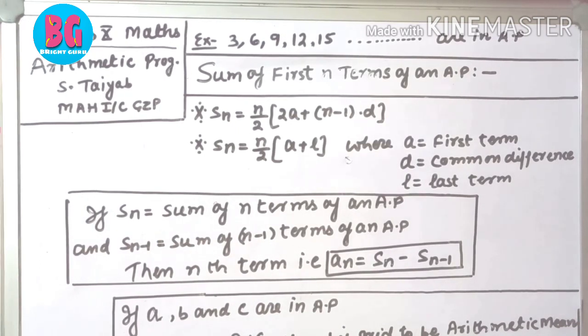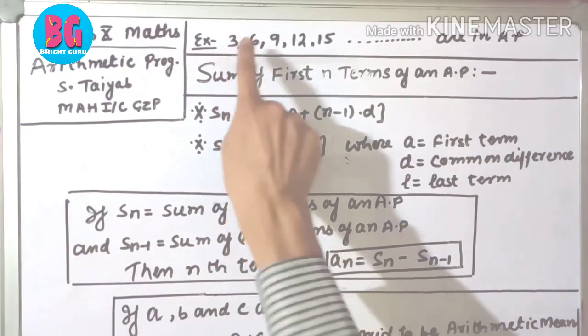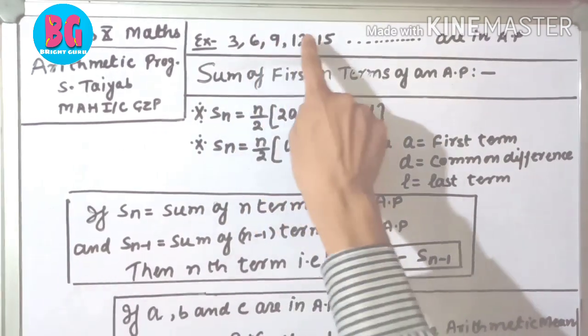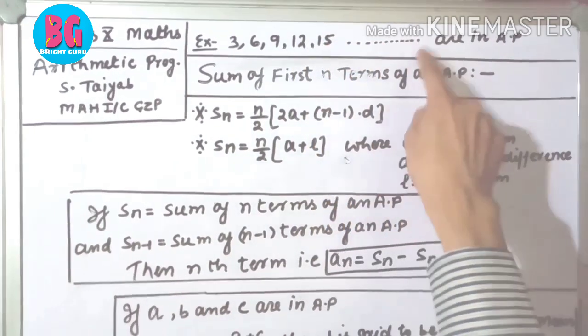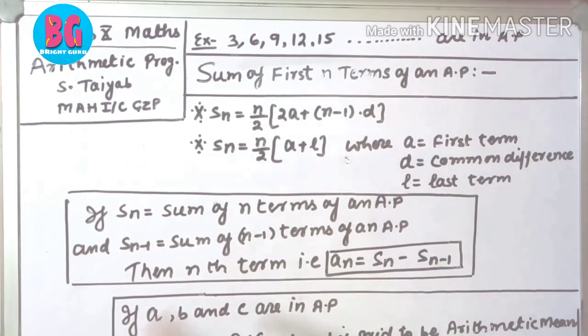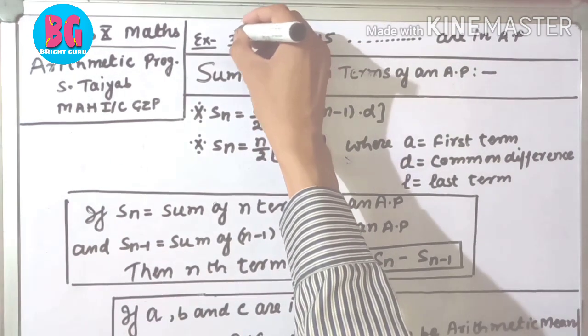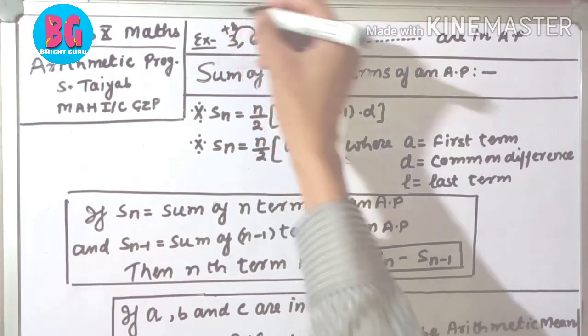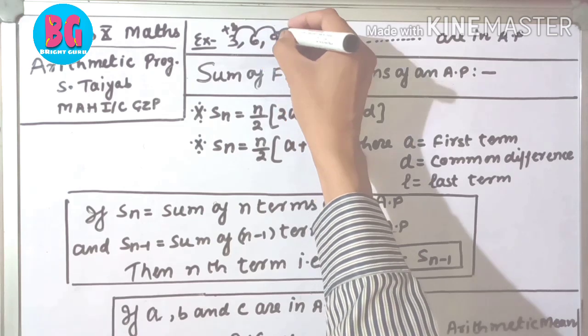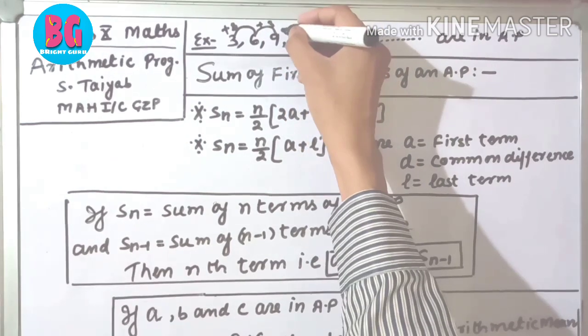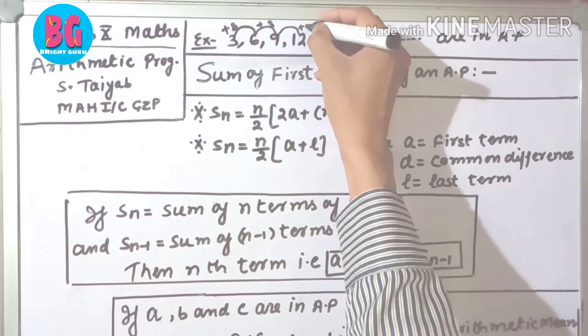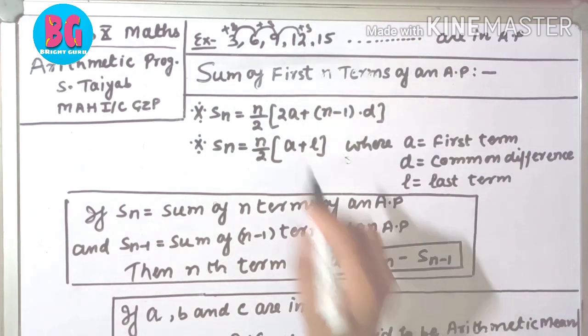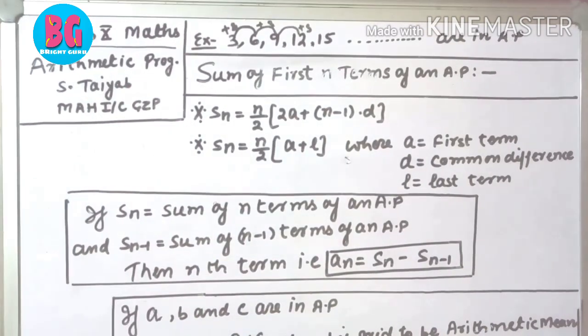Hello students, we are discussing mathematics NCERT topic arithmetic progression. Earlier we know that a sequence like 3, 6, 9, 12, 15, and so on is in AP. It is because the difference between 3 and 6 is plus 3, the difference between 6 and 9 is plus 3, and the difference between 9 and 12 is plus 3. So we see here the difference between two consecutive numbers is plus 3.